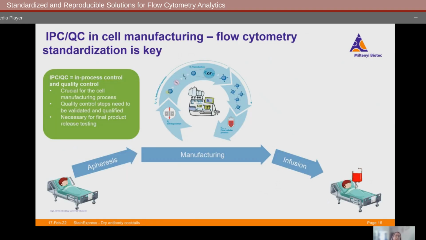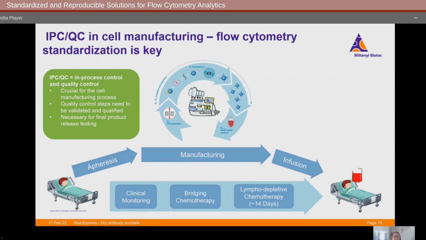So a little bit of what I'm going to be going through today is what we call IPC/QC in cell manufacturing. And this is a place where flow cytometry standardization is really key. So a little bit about the process of CAR T-cell infusion.